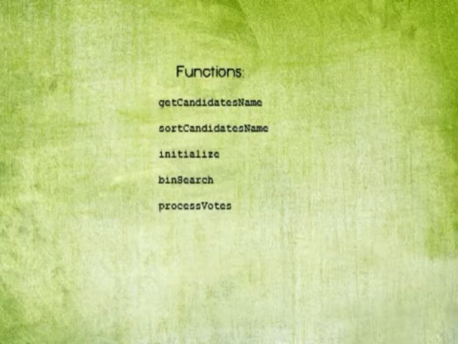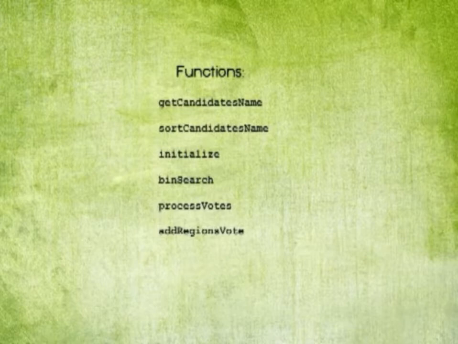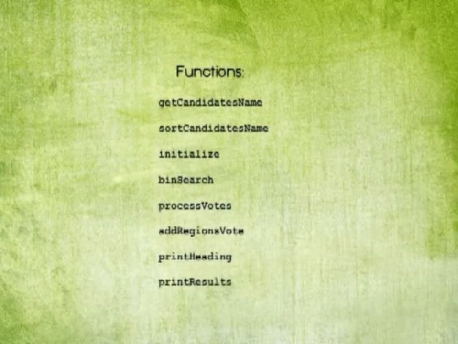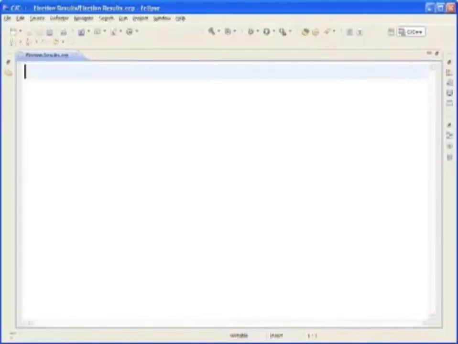Function processVotes processes the voting data. Function addRegionsVote calculates the total votes for each candidate. Function printHeading displays the first 4 lines of output. Function printResults displays the remaining lines of output.